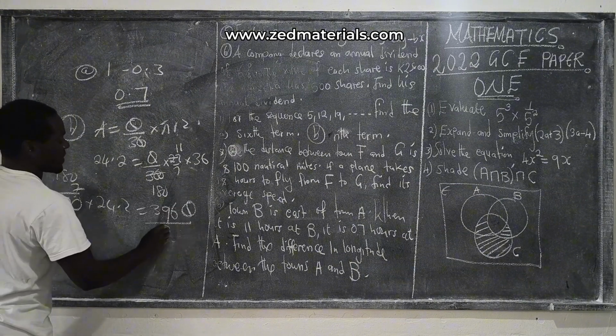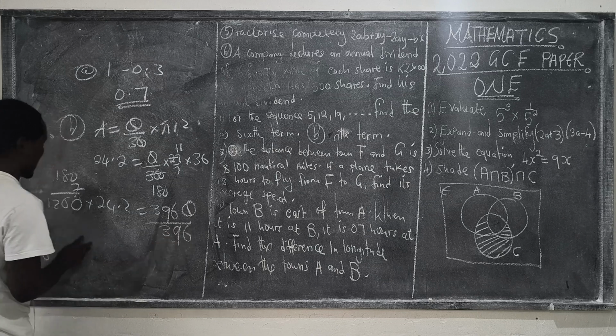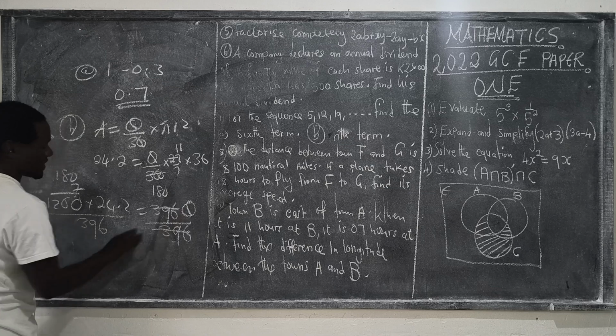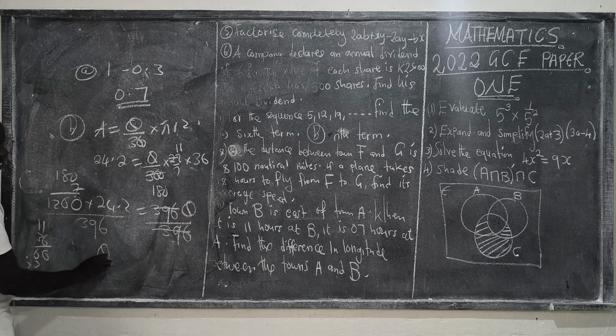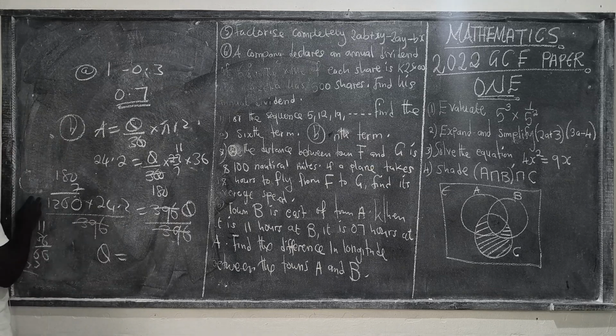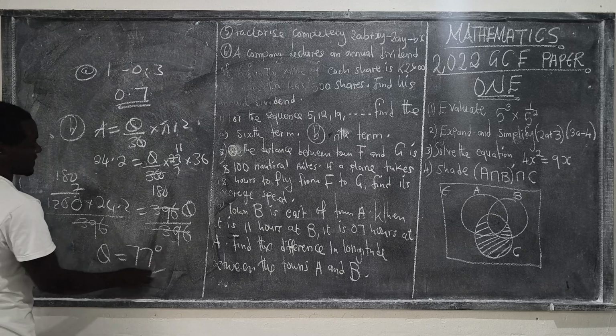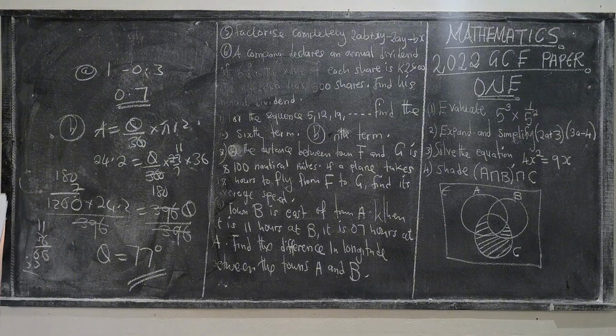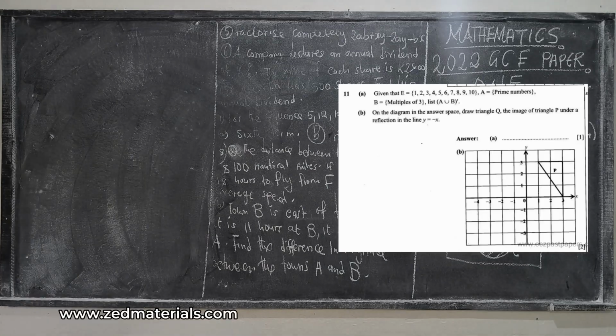Then you divide by what? 396 here and here by 396. Then you have this and that cancels. You are going to have theta is equal to this into this. It will give you 77. All right, so 77 degrees. That is the value of the theta that they are looking for. Right, we are done there. We move on to question 11. So 11, we have A and B.